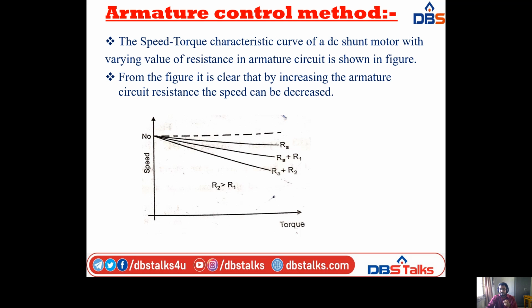This is the base speed curve, and these three are the speed and torque curves for a given DC shunt motor. While increasing the resistance value, the speed decreases. First one is for RA, second one is for RA plus R1, and third one is for RA plus R2. Here the controller resistance value is increasing, that means adding.